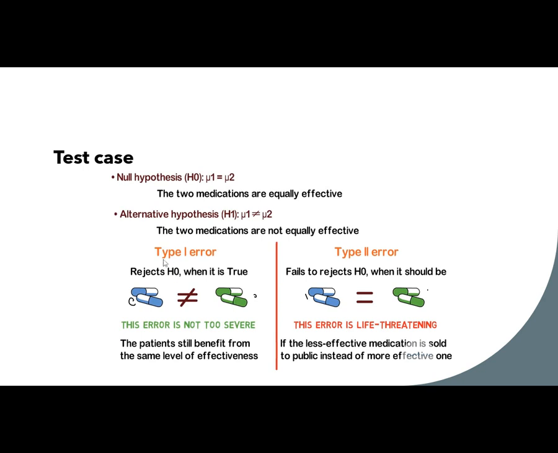So type 1 error. When does a type 1 error occur? It rejects H naught when it is true. This error is not too severe. Since both these drugs are the same, the chemical composition may be different, but the effects, when the consumer or the patient takes them into their body, will not be major, and this is not too severe. The patients will still benefit from the same level of effectiveness.